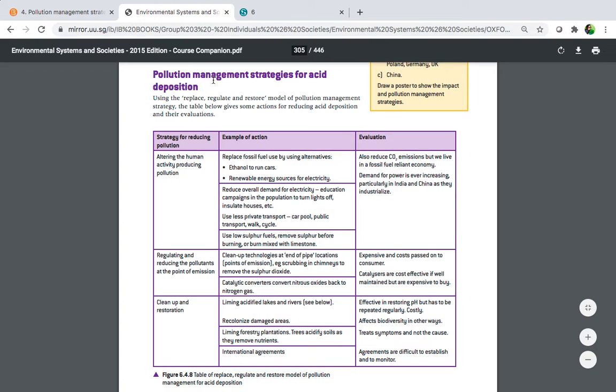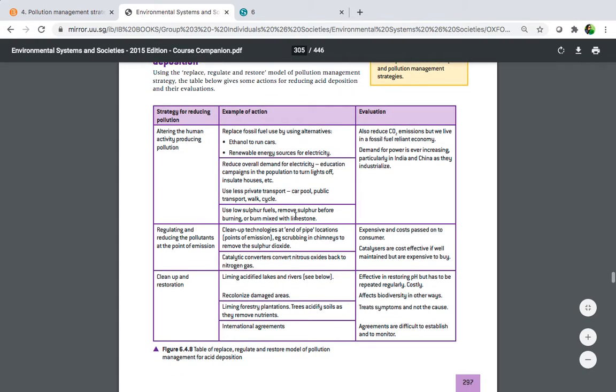I'm going to talk about pollution management strategies for acid deposition. Here we have a table in which we have the strategy for reducing pollution, specifically talking about acid deposition, an example of an action, and an evaluation. Remember that we are using the replace, regulate, and restore model of pollution management strategy. The table below gives these actions to reduce acid deposition.